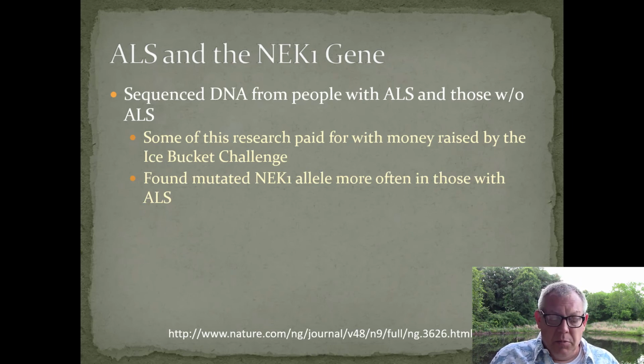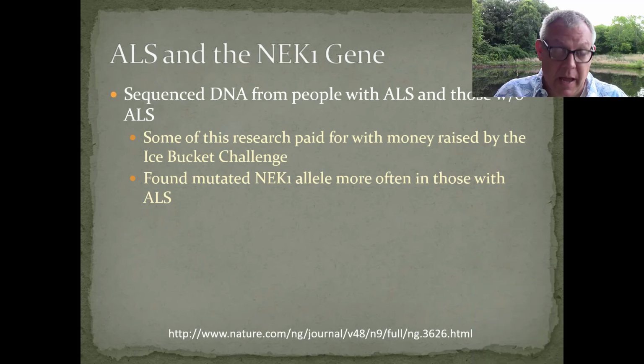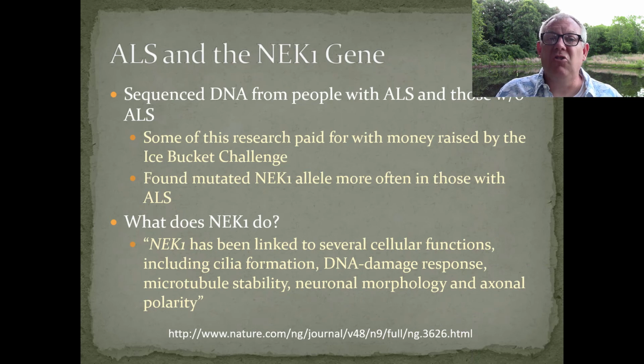So this allele is in the NEK1 gene, and a mutated form of this gene tends to show up more in patients with ALS. So what does that mean? Well, what does this gene do? And so I did a search for it, and it's been linked to several cellular functions, including cellular formation, DNA damage response, microtubule stability, neuronal morphology, and axonal polarity.